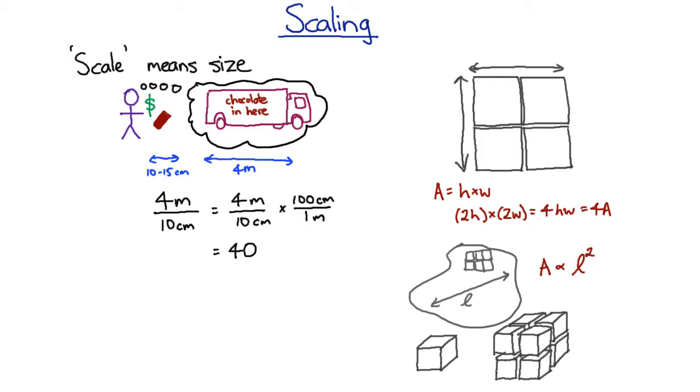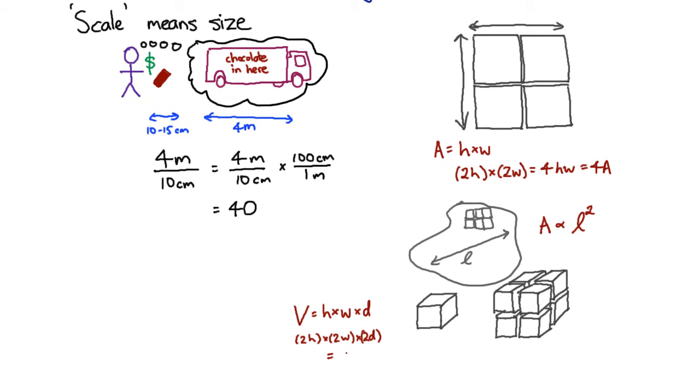Now if I take a cube and double its length, width and height, you can see that I have 8 times as many cubes. And that's not surprising algebraically. We can see that if we have a volume and it's a height times a width times a depth, and if we double all of those, then we're going to end up with 8 times the height times the width times the depth, which is 8 times the volume.